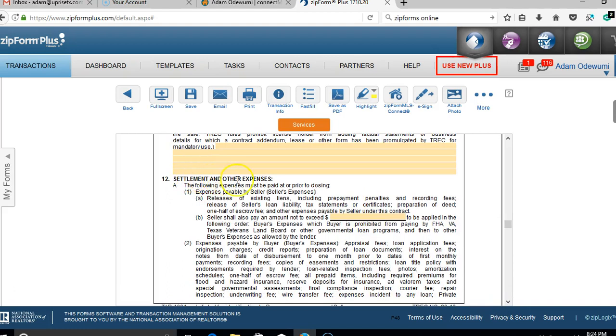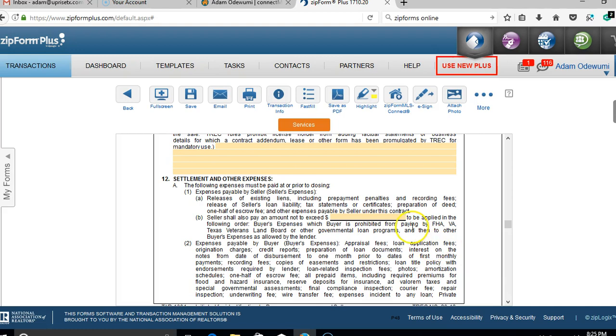Settlement and other expenses. This is the part where you put it if the buyer is trying to negotiate receiving closing costs from the seller. So in negotiation, there are down payment fees that the buyer pays for, and there are closing cost fees that the buyer pays for. And this is where the buyer would ask the seller to cover them from the profit of the deal on the day of closing.